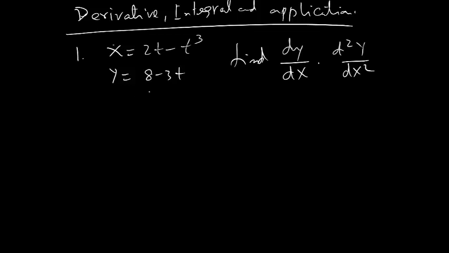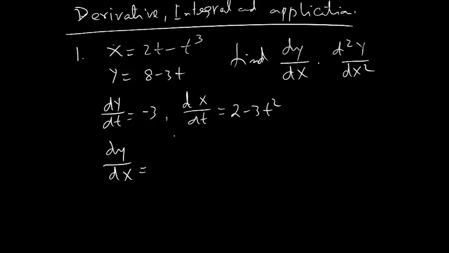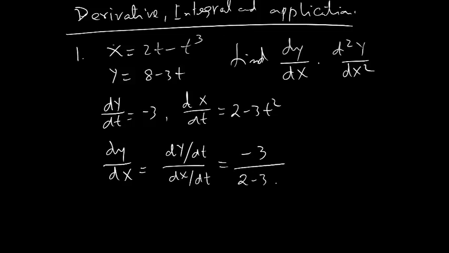So first let us look at dy/dt, because it's a function of t. It will give you -3. dx/dt will be 2 minus 3t squared, right? And we have seen dy/dx, you can write either way. You can write dy/dt over dx/dt, or you can say dy/dt times dt/dx. So then you just reciprocate it. So this one is coming like -3 over 2 minus 3t squared. That is your dy/dx.